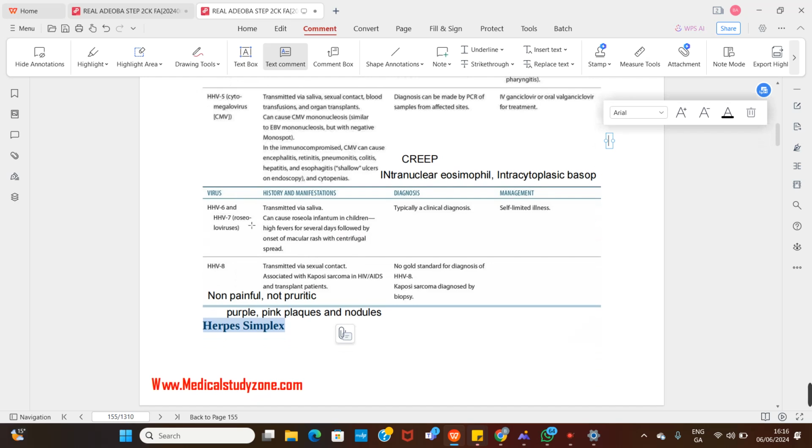The next one is the Roseola virus. So human herpes virus 6 and 7. Many people don't know that the 7 is involved. Please know it now. Know it today. 6 and 7 are matched together as a Roseola virus.